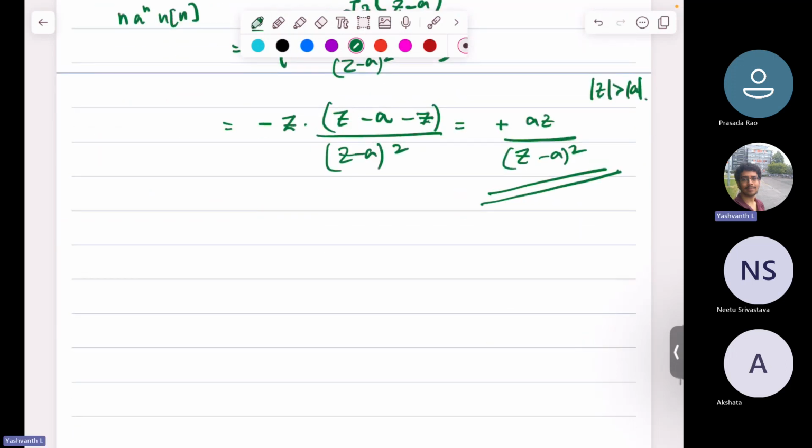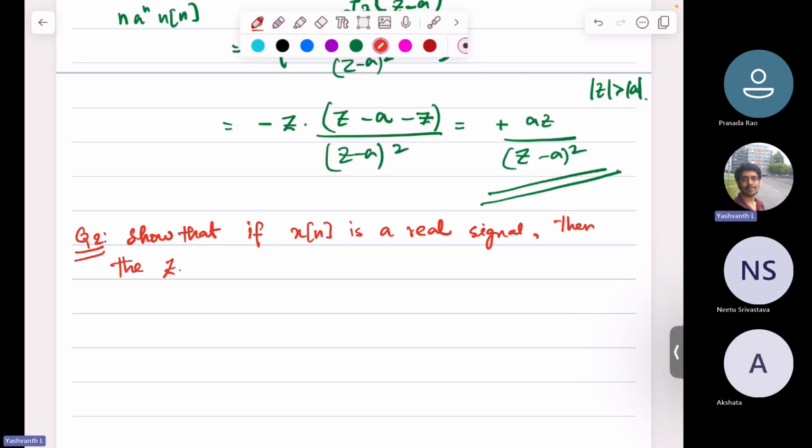Now, next question. Show that if x of n is a real signal, that is, for every time the signal takes only real values, then the zeros of x of z occur in conjugate pairs. This is the second question.